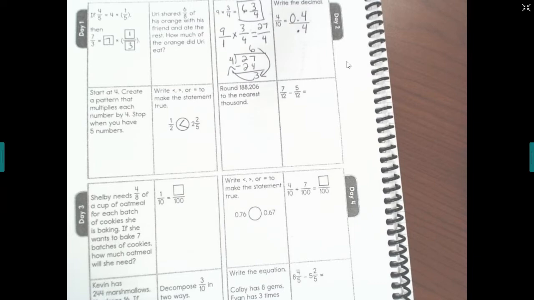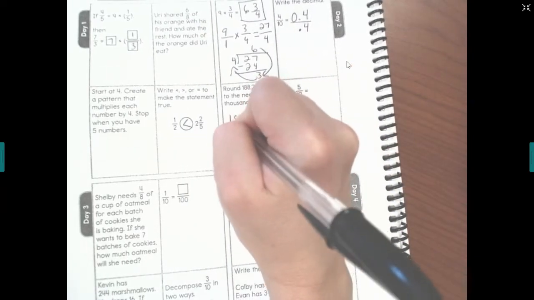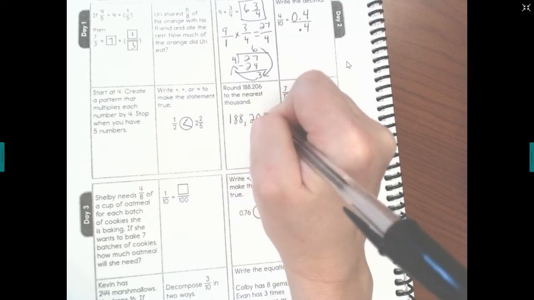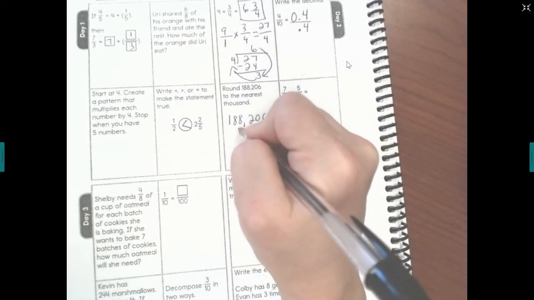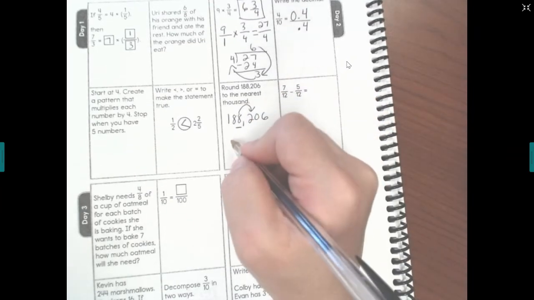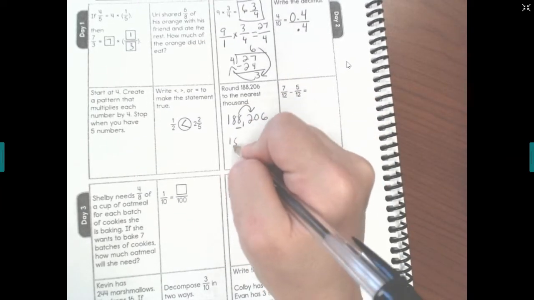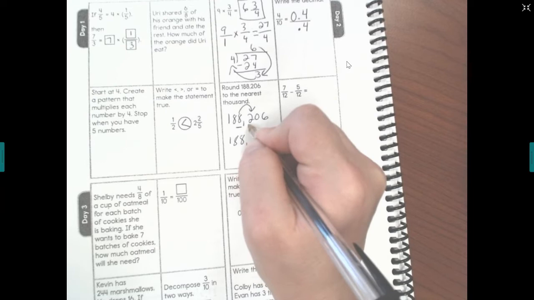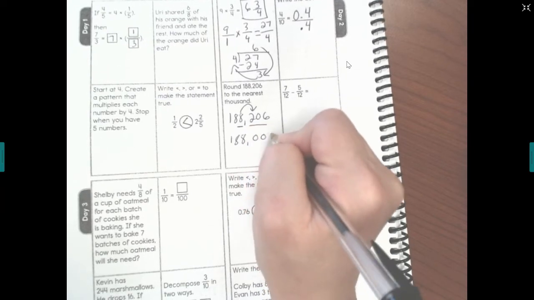Round 188,206 to the nearest thousand. So 188,206. I'm going to go to the thousands place, which is an 8. Look behind it, it's a 2. That tells me I'm going to keep it the same. So 188,000, and the rest of the numbers become zeros.